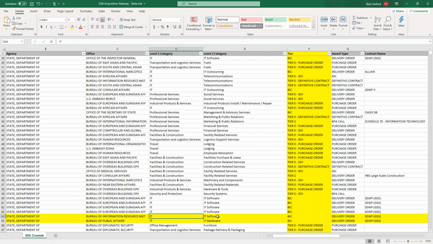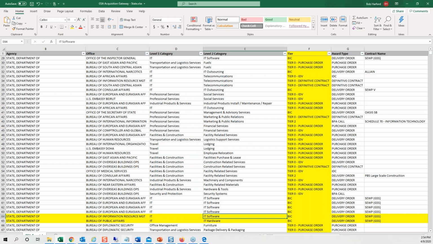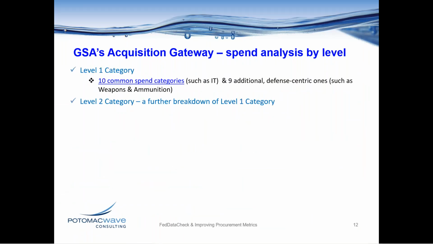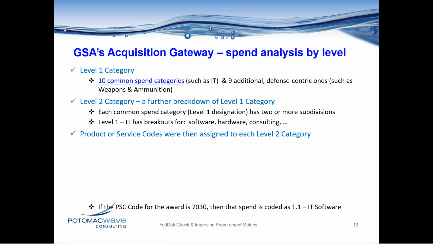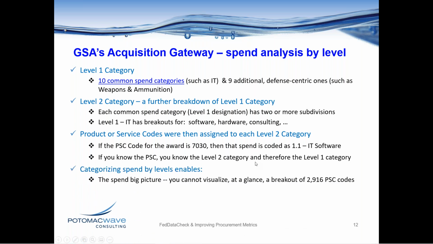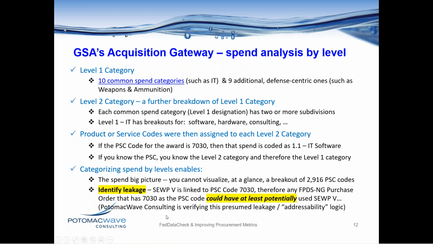19 level 1 groups further divided into subdivisions. You know the PSC code, you know the level 2, and then you would know the level 1. In other words, one PSC code can't be in IT software and human resources. It's one. Categorizing by level gives you, maybe, visualize at a glance. And let's see if we can take a look.